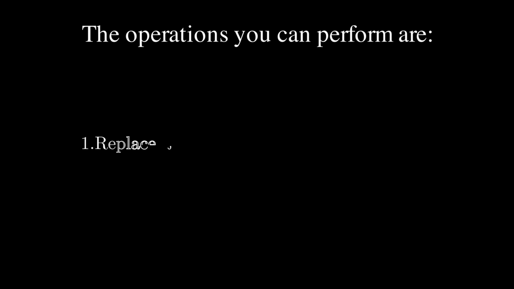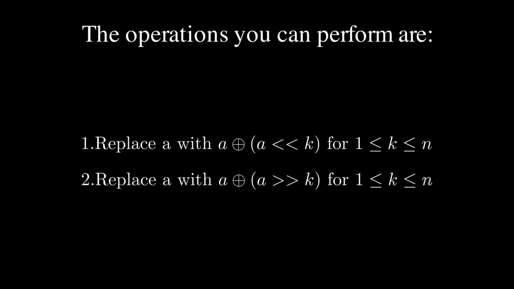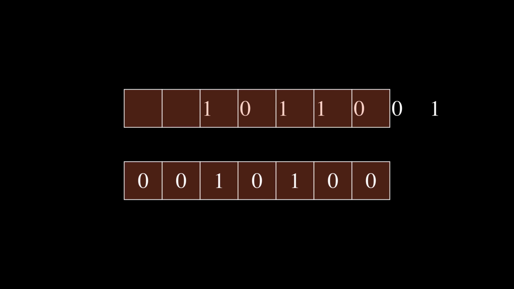The operations you can apply are, number 1, replace A with A XOR A left shift k for some integer k between 1 and n, or number 2, replace A with A XOR A right shift k for some integer k between 1 and n. Basically, right or left shifting shifts all the bits in that binary string by that amount to the left or right, and when it goes outside the n bits, they disappear, and the new empty spots are replaced with zeros.